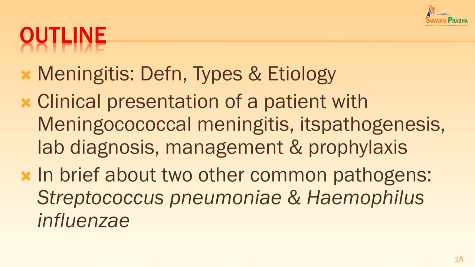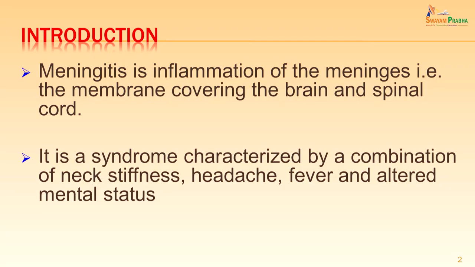In brief, two other common pathogens, that is Streptococcus pneumoniae and Haemophilus influenzae, will be discussed, as these are also common causative agents of meningitis. The first of these series, we start with meningitis. What is meningitis? Meningitis is inflammation of the meninges, that is the membrane covering the brain and spinal cord. Bacteria get entry into the subarachnoid space, multiply there and cause inflammation. So, it is a syndrome characterized by a combination of neck stiffness, headache, fever and altered mental state.